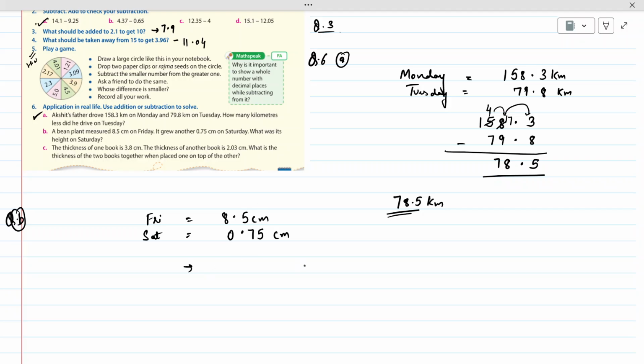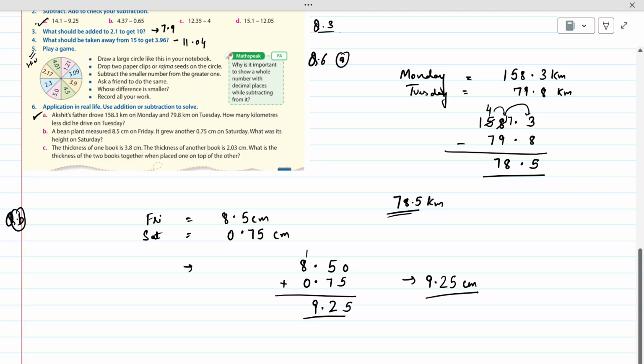So what does that mean? What we have to do, we have to do the addition. So what I have done, kids, here we had 8.5 and 0.75. I have added 0 here to make it a like decimal. And now just do the addition. We have 5 here. 7 plus 5 is 12. 8 plus 1 is 9. So our answer is 9.25 centimeters is the height of the plant on Saturday.